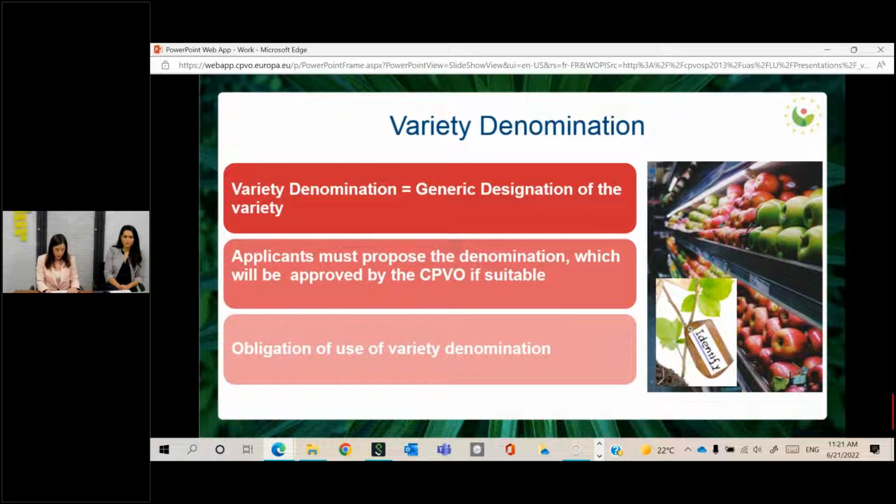And once a denomination is registered with the CPVO, there is an obligation to use this variety denomination when marketing propagating material of the variety. This applies not only to the holder of the right, but also to any third party commercializing the variety. And this requirement persists even after the expiration of the Community plant variety right.